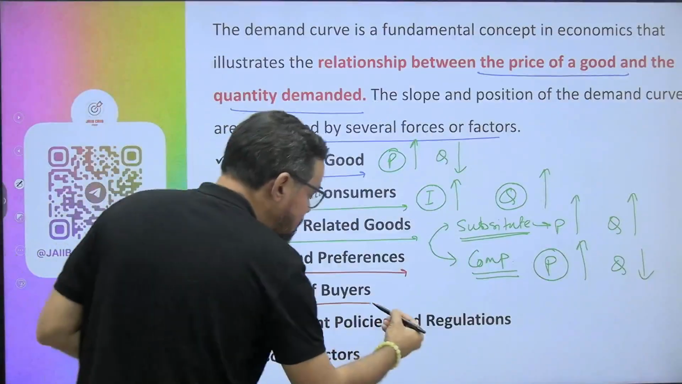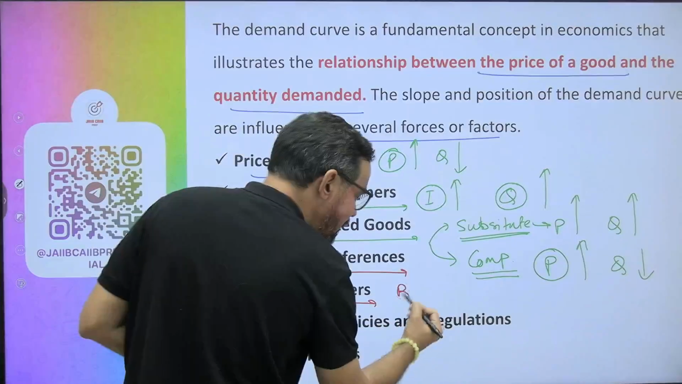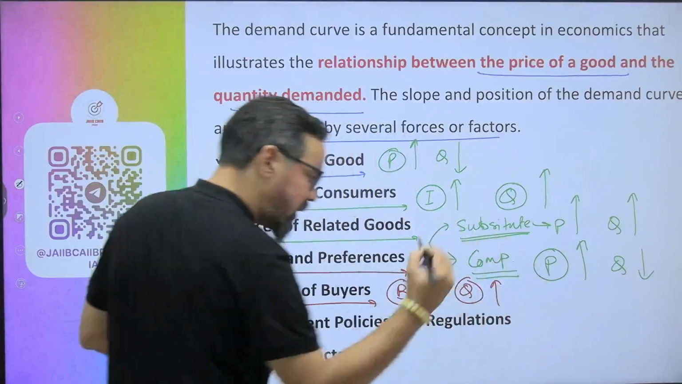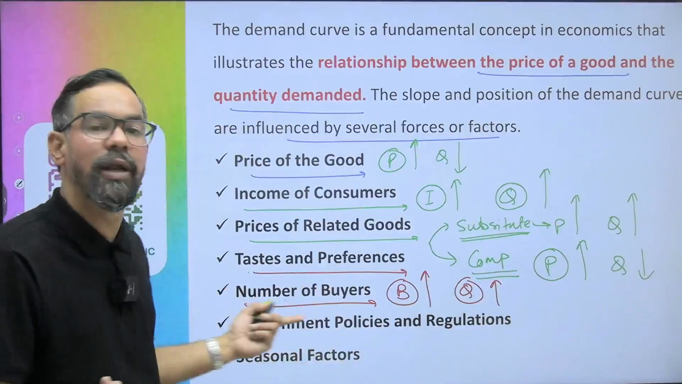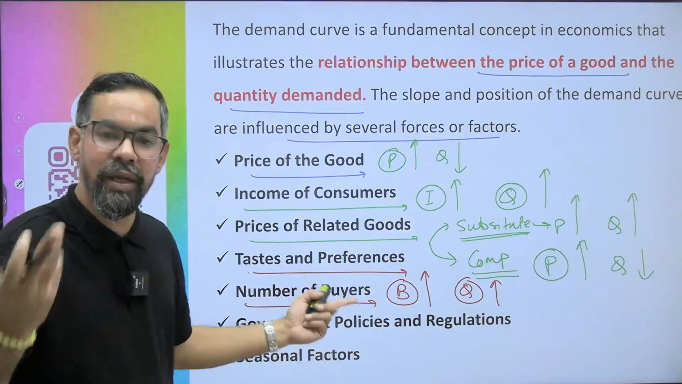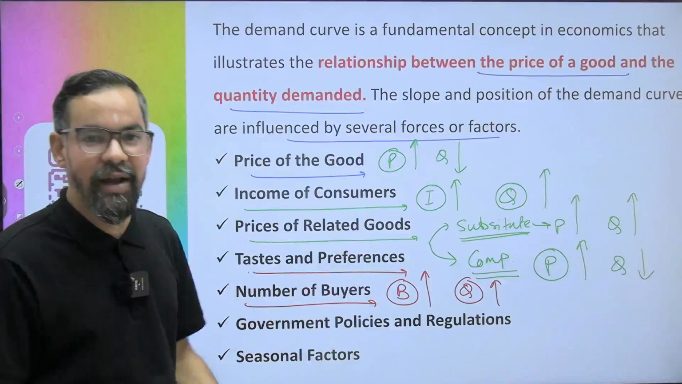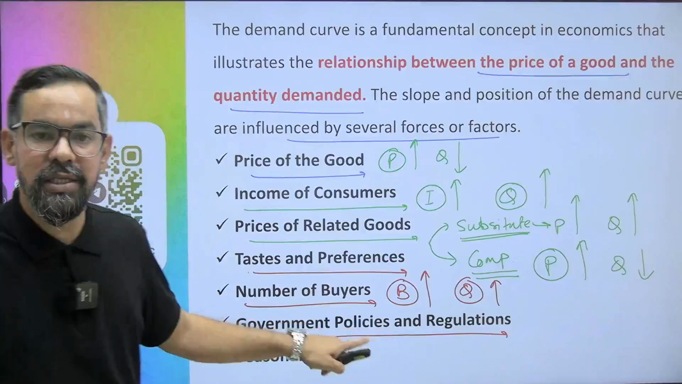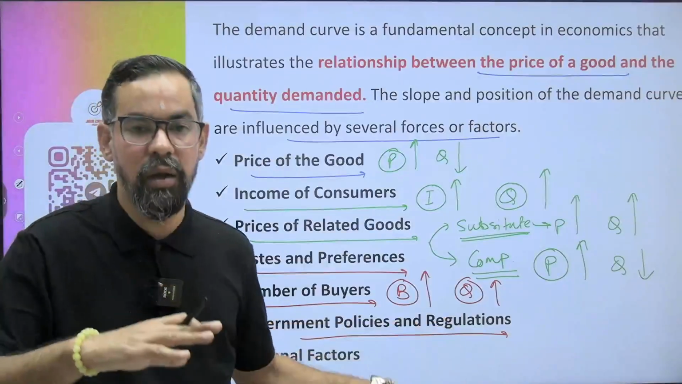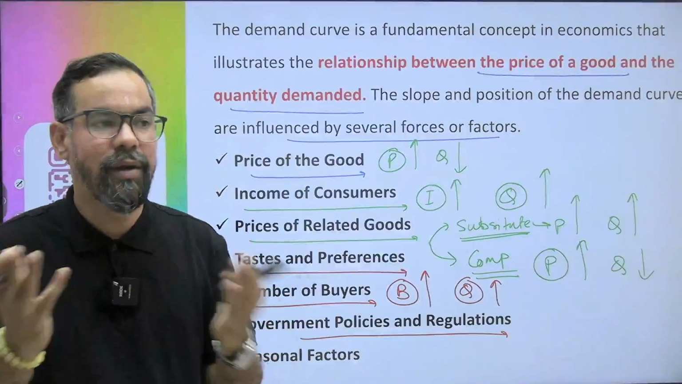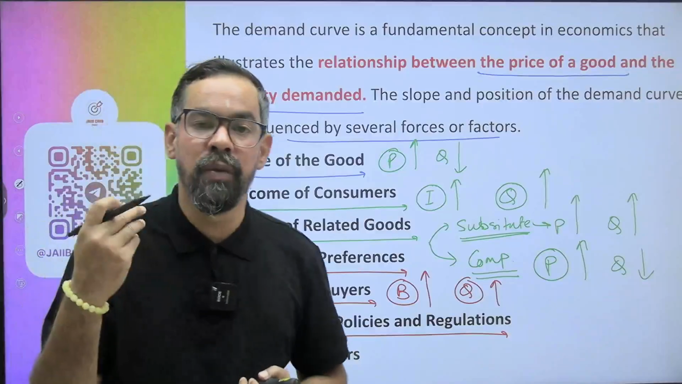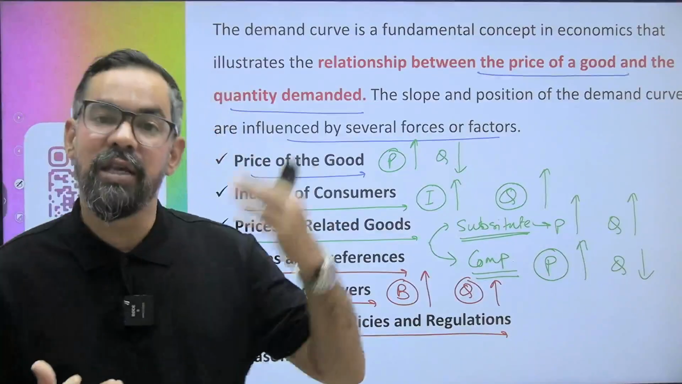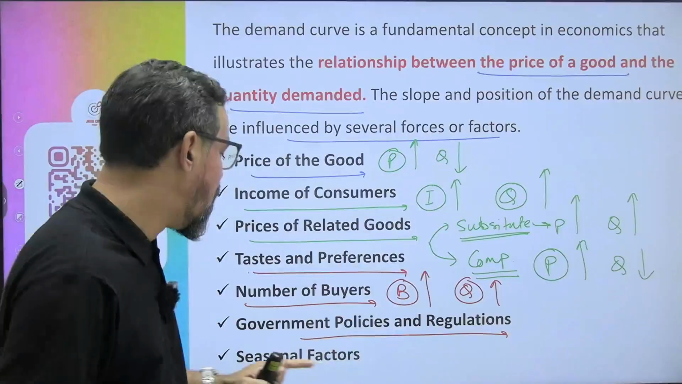Number of buyers: if the number of buyers increases, your quantity demanded will also increase. This is something related to population. If population increases, your demand will increase, like in a country like India. Government policies and regulations sometimes also affect your demand, on the positive side as well as the negative side. Let's say the government imposes some sort of taxes on your product, so it becomes costlier, the prices go up, and people will demand less, or vice versa.